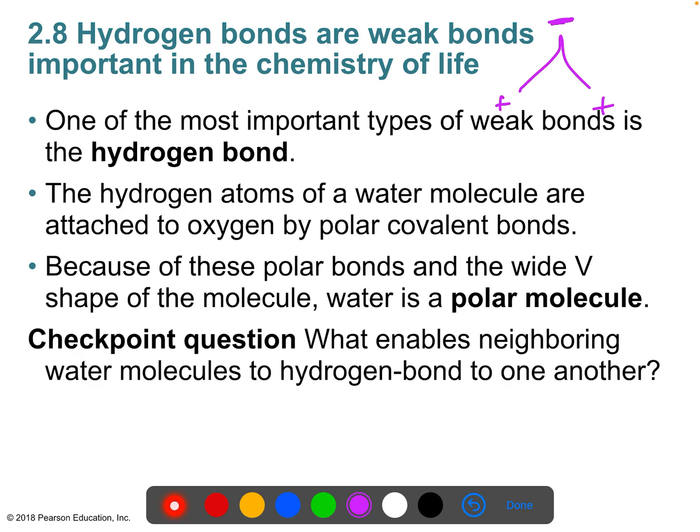The oppositely charged sides of each individual water molecule are now slightly attracted to each other. So one water molecule will attach to another molecule, to attach to another molecule, and what holds the water molecules together is the hydrogen bonds. So you have the individual covalent bond that holds the individual water molecule together, but then you have the hydrogen bonds that hold the water molecules together.